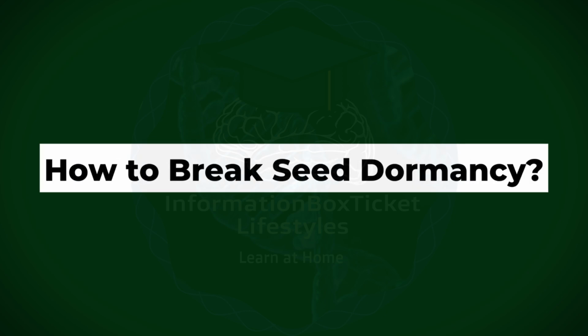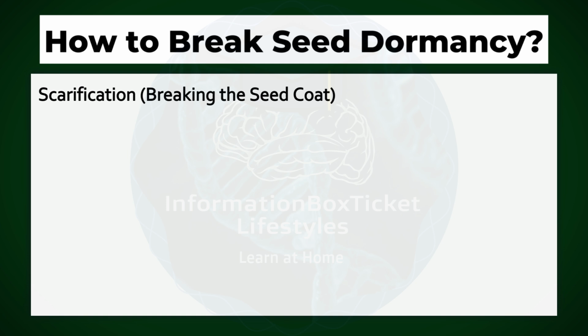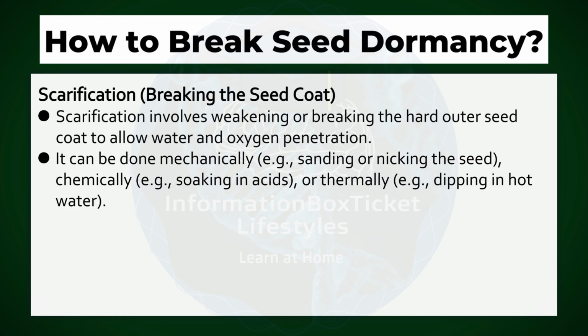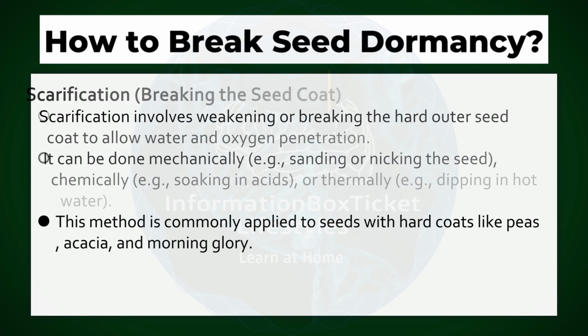How to break seed dormancy. Scarification, breaking the seed coat. Scarification involves weakening or breaking the hard outer seed coat to allow water and oxygen penetration. It can be done mechanically, e.g., sanding or nicking the seed, chemically, e.g., soaking in acids, or thermally, e.g., dipping in hot water. This method is commonly applied to seeds with hard coats like peas, acacia, and morning glory.